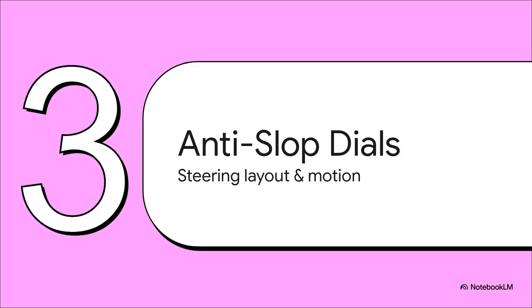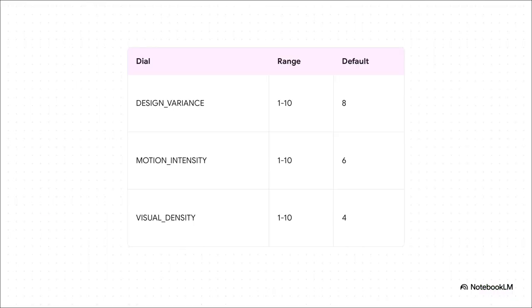Section 3, the 3 anti-slop dials, steering layout and motion. Now, this right here is the central mechanism of the whole system. The core reason AI outputs slop is that it's averaging out all of its training data. So to prevent that, you have to force the AI away from the middle. Think of it like a mixing board for a music producer. Inside the core skill file, you have these 3 specific dials that take values from 1 to 10: design variance, motion intensity, and visual density.